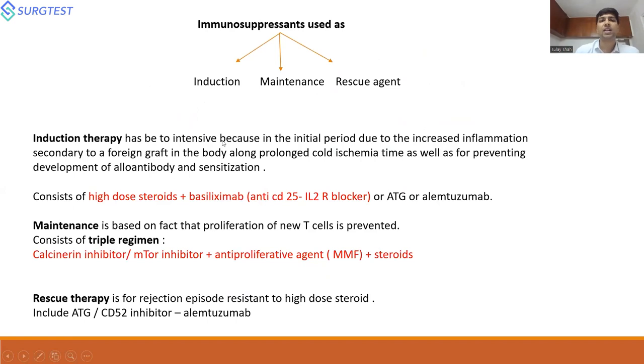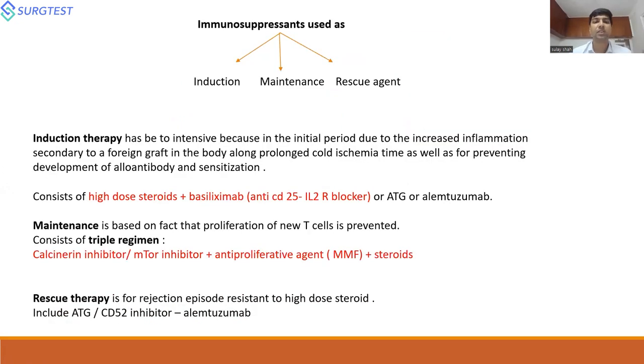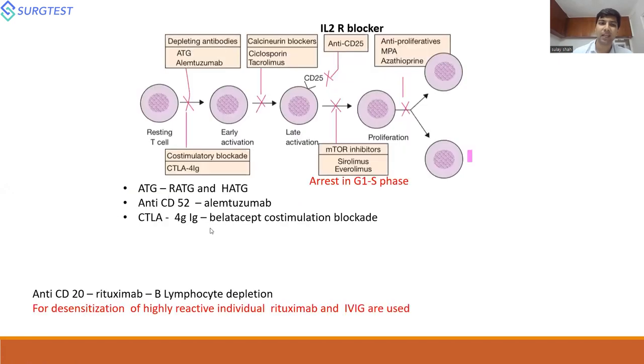If activation has happened, or even if a few cells get away from the induction regimen, even if you have given a good induction regimen, we need a maintenance regimen so that further immune rejection cannot happen. Okay. So for that, three major classes are important: calcineurin inhibitors, mTOR inhibitors, and anti-proliferative drugs. We'll discuss that after a while, but if you guys are clear about what the induction regimen means, why it uses basiliximab, that is the interleukin 2 receptor blocker, and high dose steroids. Everyone clear? Basic names, if you can remember, is fine. Otherwise, what the regimen is is very important.